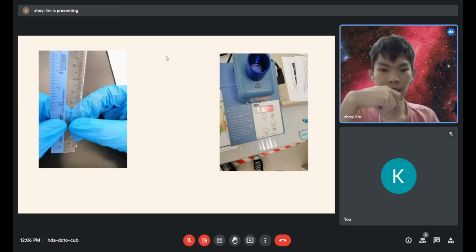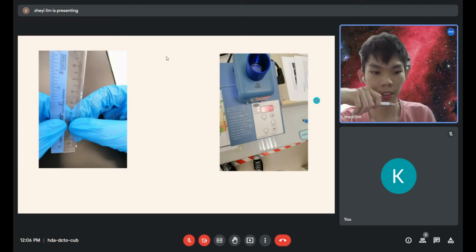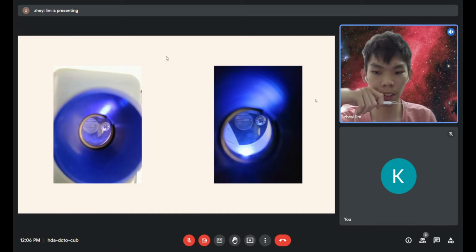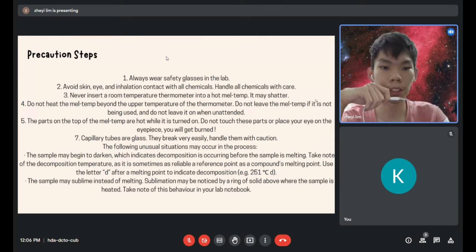So here are some photos during our experiment one, and this is the result for the benzoic acid, and this for the salicylic acid. And the precaution steps during experiment one.